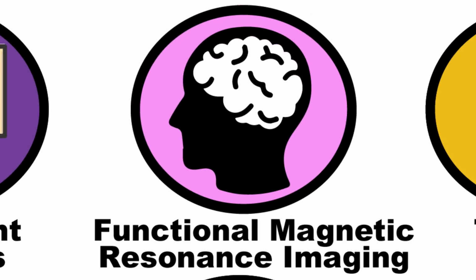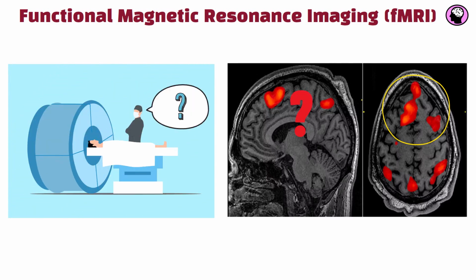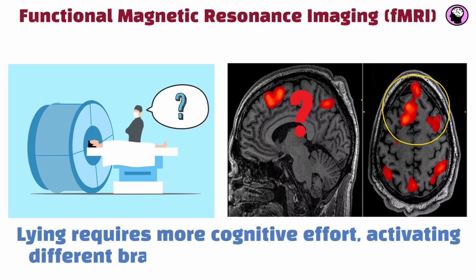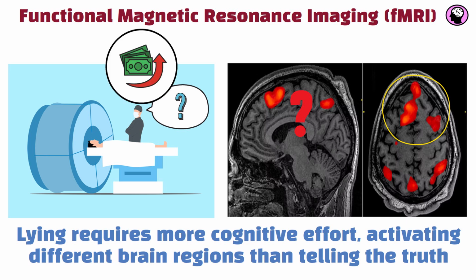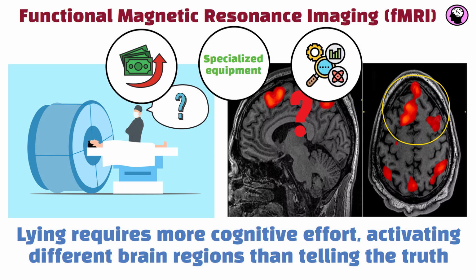Functional magnetic resonance imaging, fMRI. fMRI scans measure brain activity by detecting changes in blood flow. In lie detection, it's used to observe which areas of the brain are active during questioning. The theory is that lying requires more cognitive effort, activating different brain regions than telling the truth. While promising, this method is expensive, requires specialized equipment, and is still being researched for reliability.